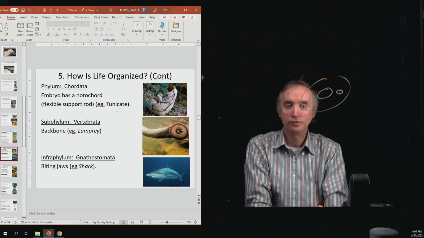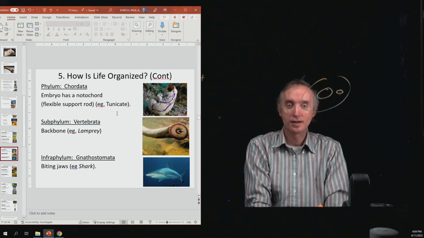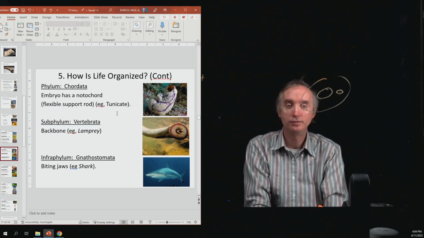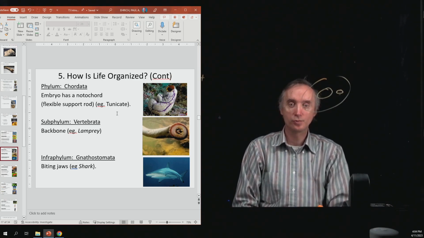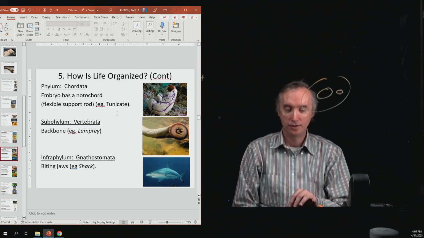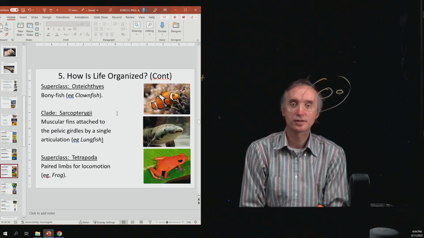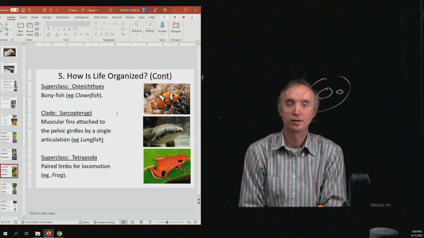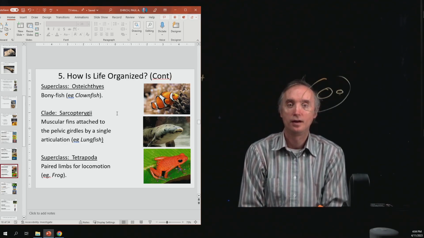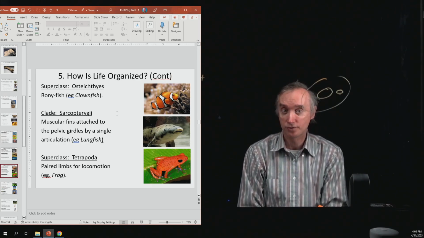Okay, then you have the infraphylum Gnathostomata. That means that this kind of organism has biting jaws. An example of this would be a shark. Can you guess what the organism is? Okay, let's keep going. The next category is classes. So we're going to go into the superclass Osteichthyes, and these are bony fish. Their internal structure is composed of bones, as opposed to the shark, which was cartilage.